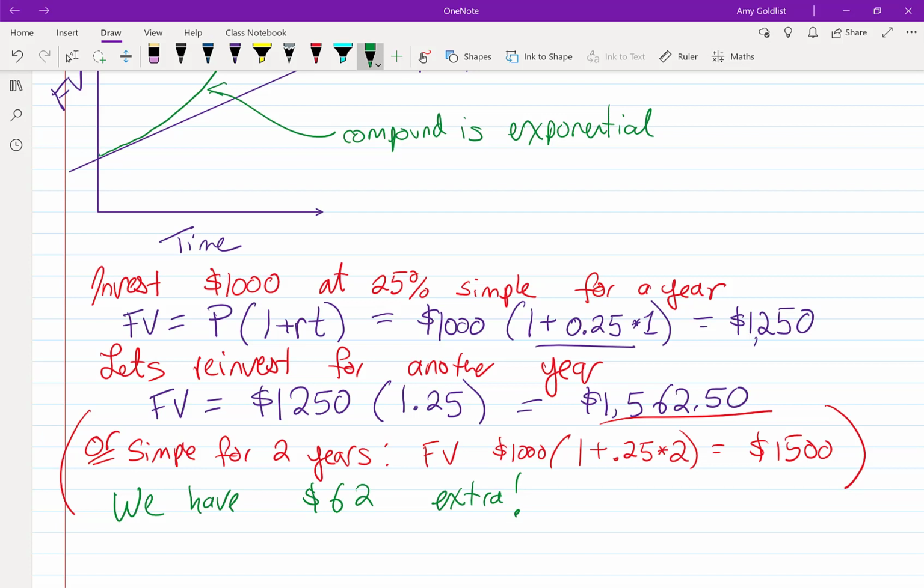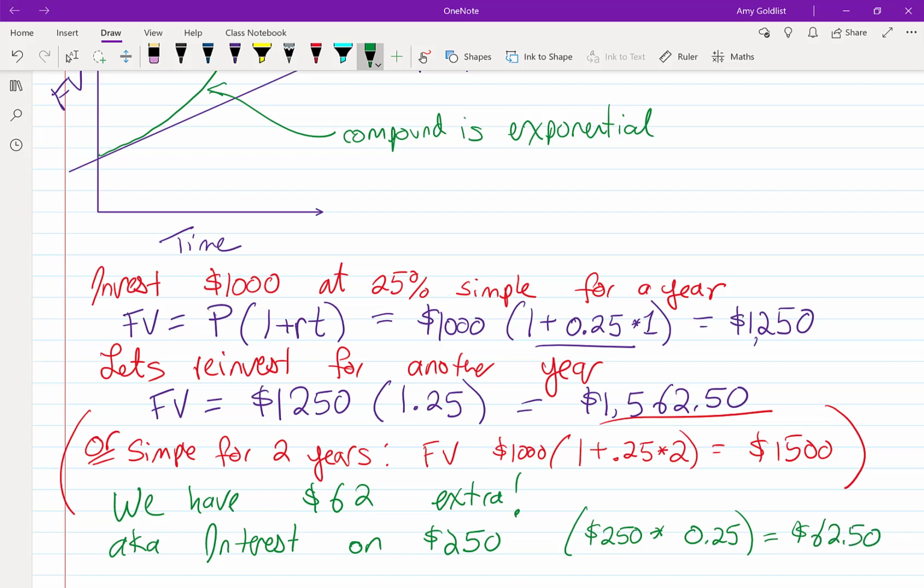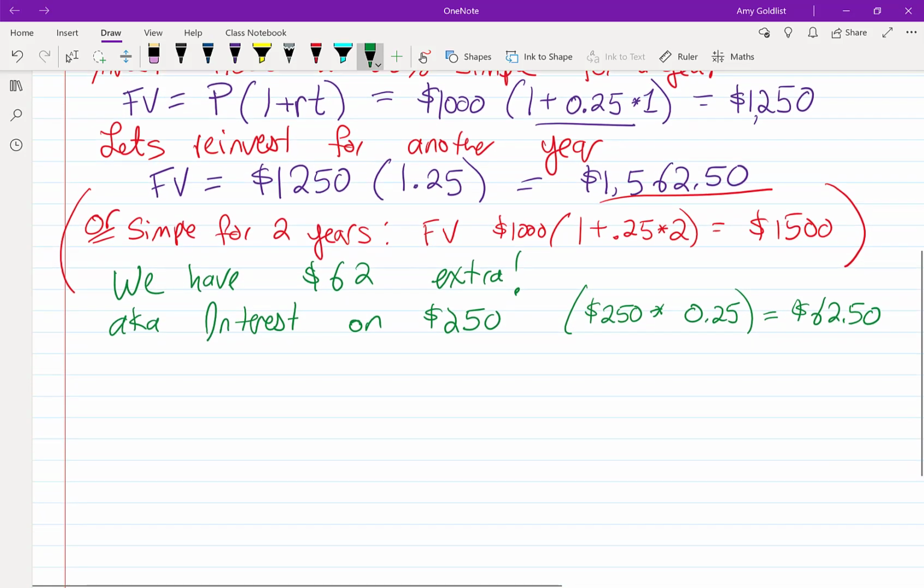Otherwise, we got interest on the interest. And our interest, to remember, after the first year was $250. So if I look at that, $250 times 0.25 and times 1, that ends up being $62.50. So what I've ended up with is exactly the interest on the interest. Scrolling down, that leads us to a formula.